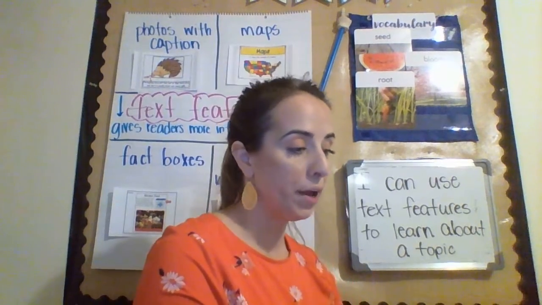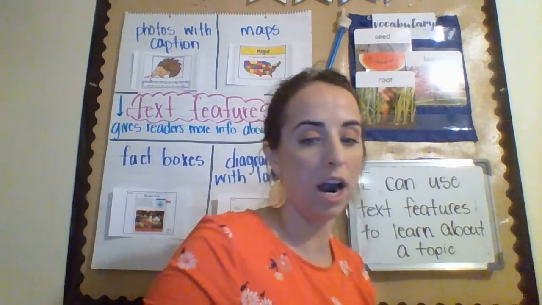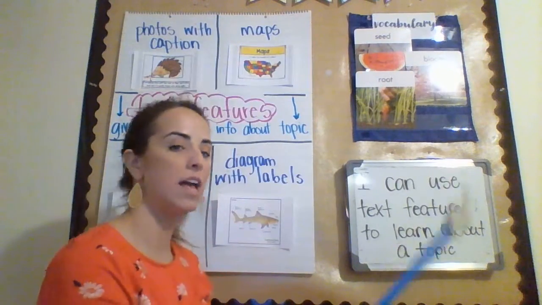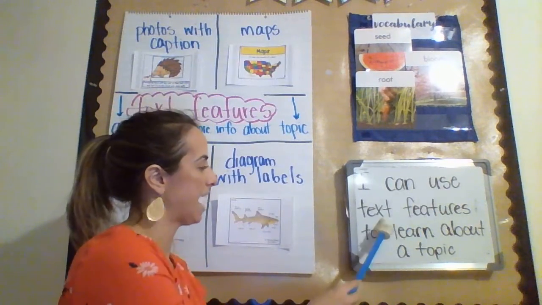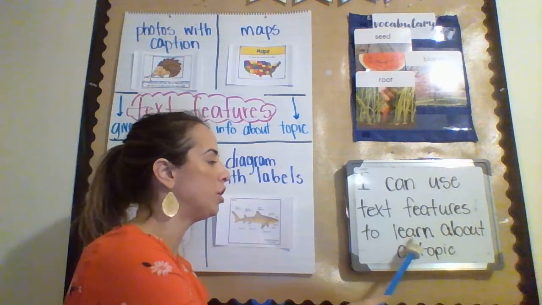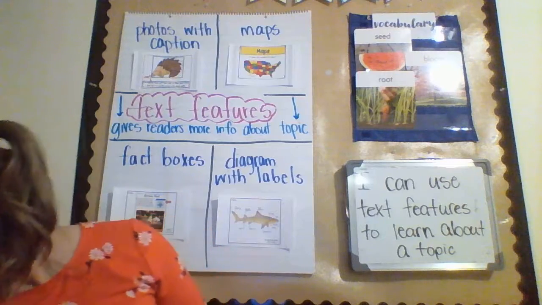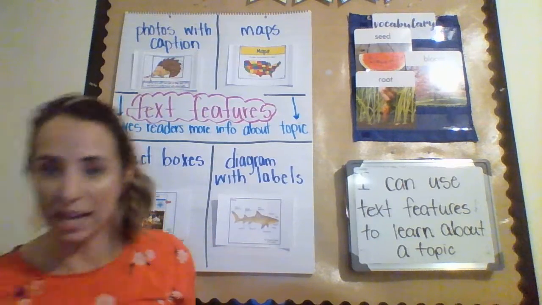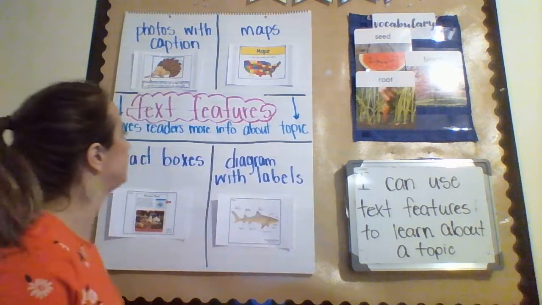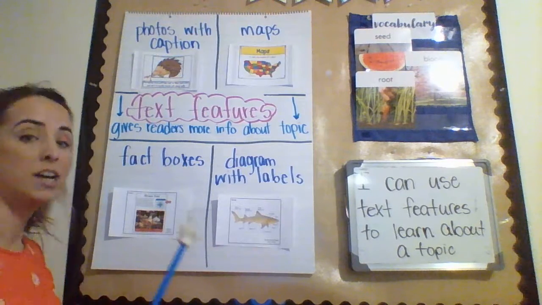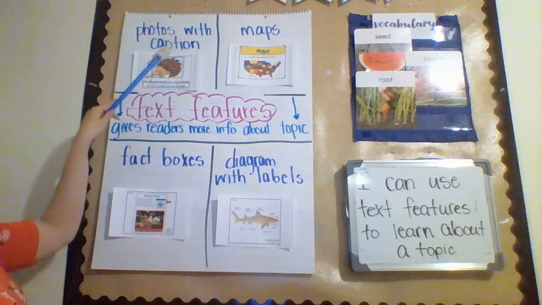Okay, so for today, our objective is our target. I can use text features to learn about a topic. So let's learn about some text features that might be in a book. Text features give readers more information about a topic. So, photos with a caption.